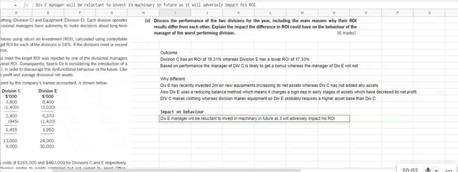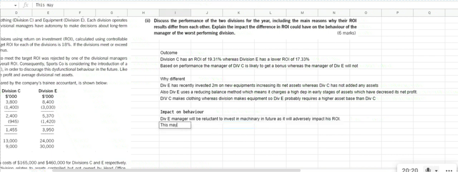And that is obviously not a good thing, because very simply this may affect the long term success of the division and the group in general. So that is what we can discuss basically.